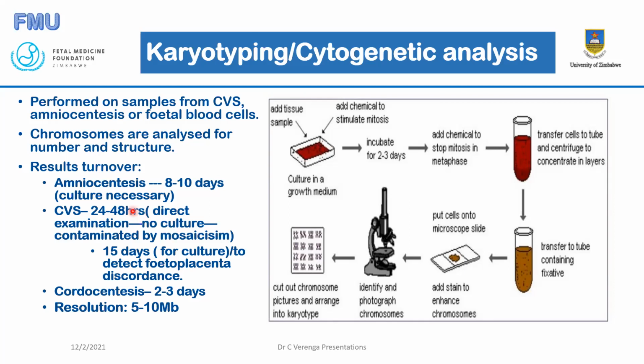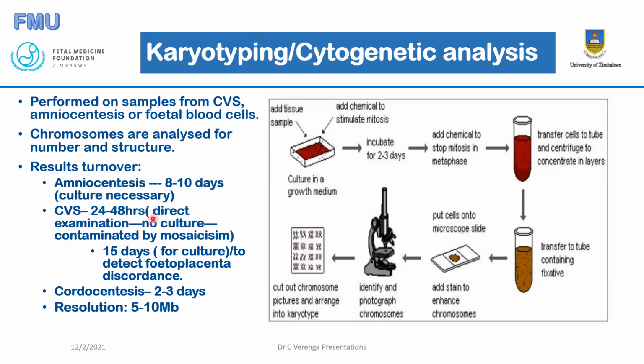As a result, preliminary results can be obtained within 24 to 48 hours for CVS by direct analysis of the cytotrophoblast. However, these results are preliminary results. You should always wait for the culture results because of the high risk of placenta-confined mosaicism. Placenta-confined mosaicism occurs in probably, I think, up to 5% of the cases.